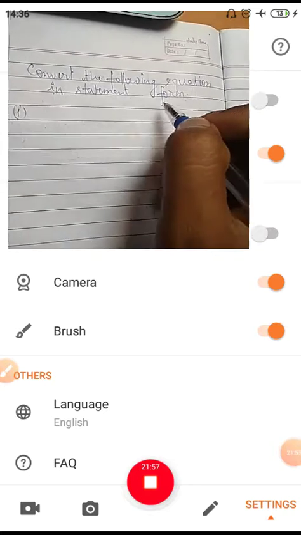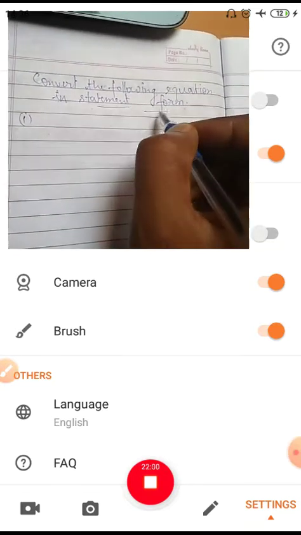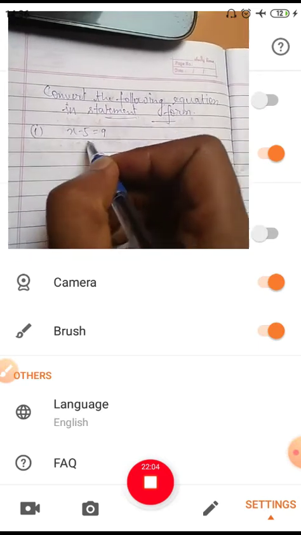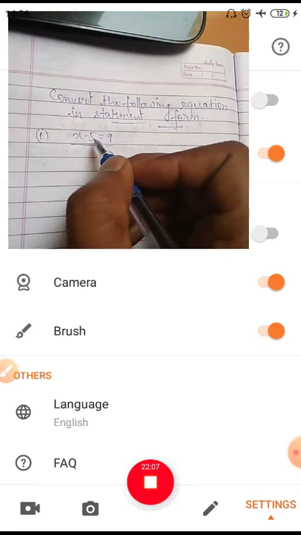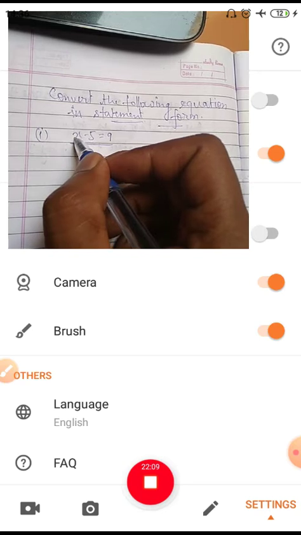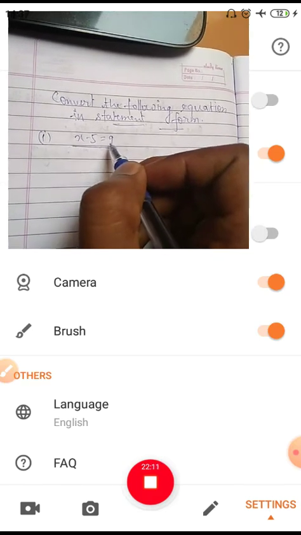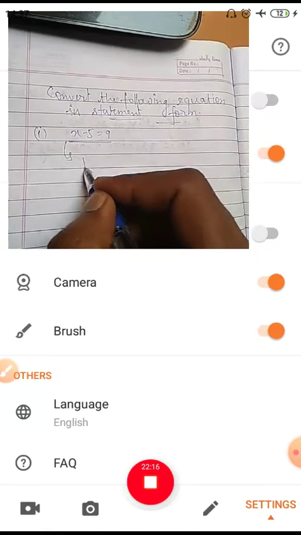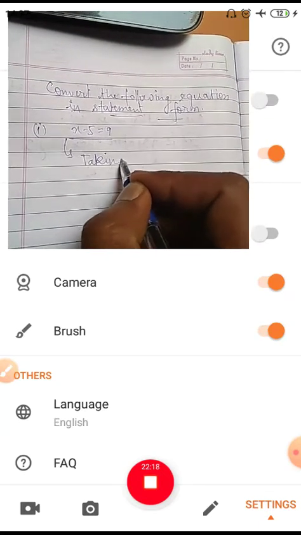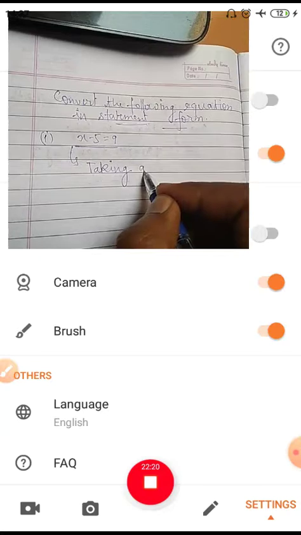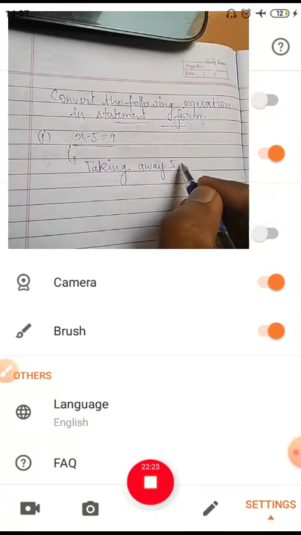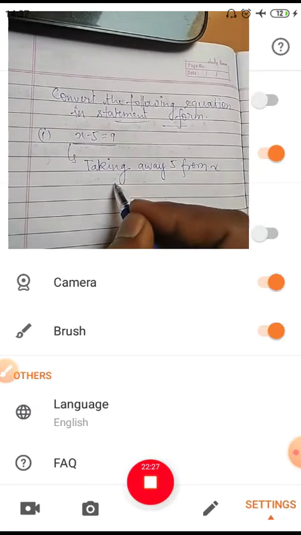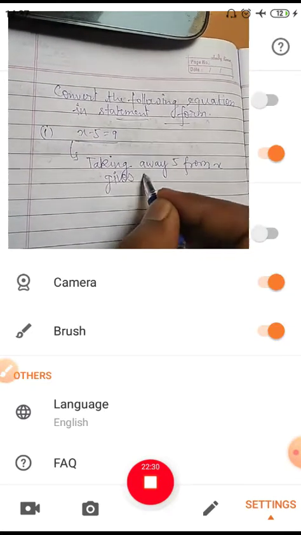Now convert the following equations into statement form. First equation is x minus 5 is equal to 9. So here we subtract 5 from x, which is 9. So we can write in statement form: taking away 5 from x gives 9.